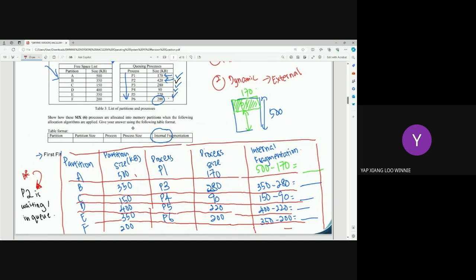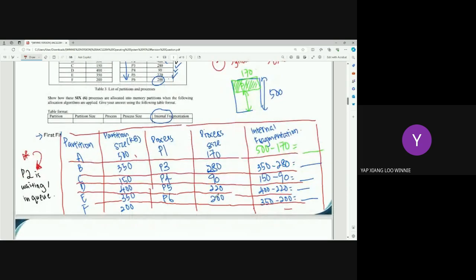Now they say give your answer in the following. Even though it says like this, it's better for you guys to practice, after you calculate all this internal fragmentation, to make a sum of it. And then you write it as the total internal fragmentation is how many? And make sure you write the unit as well. Okay. So that will be first fit.